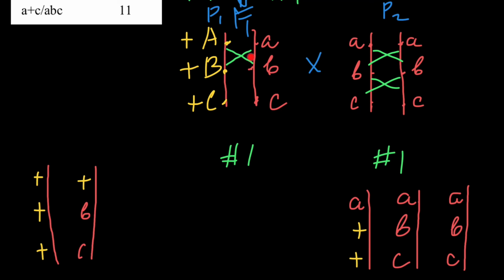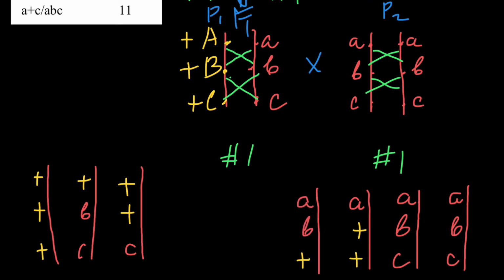Now, forget about this crossover. So imagine that we don't have crossover here. Now imagine that crossing over happened here between gene B and C. Then two new variants: plus, plus, and small c. This is going to be one variant. And another variant would be small a, small b, and plus. So small a, small b, and plus.